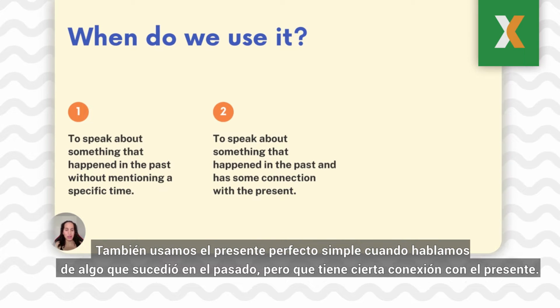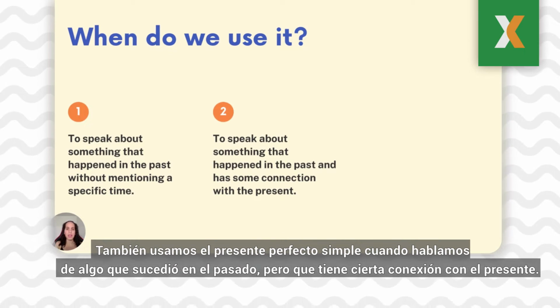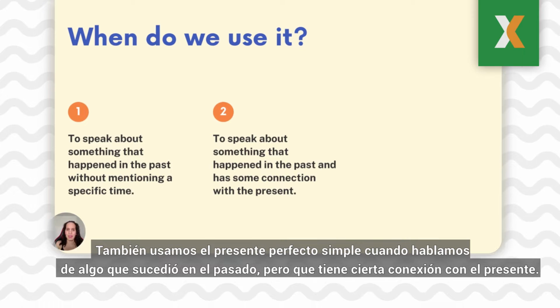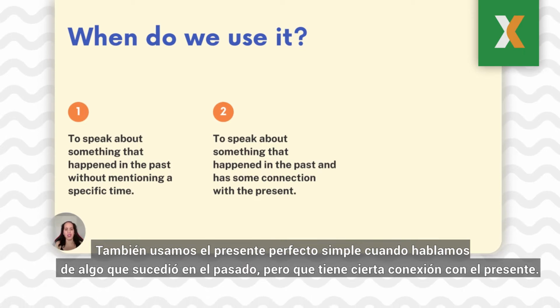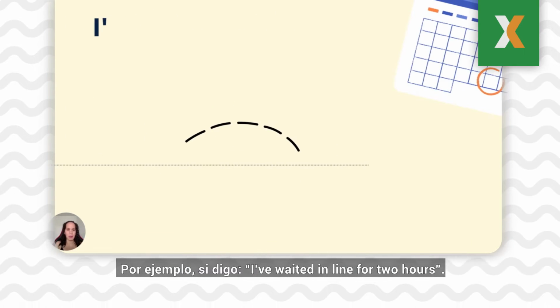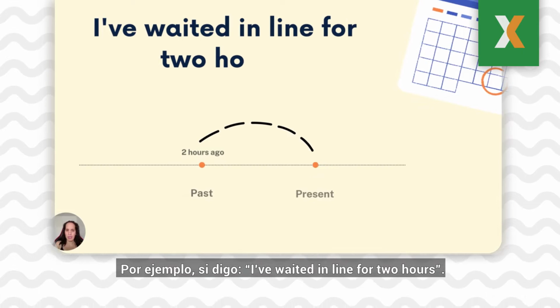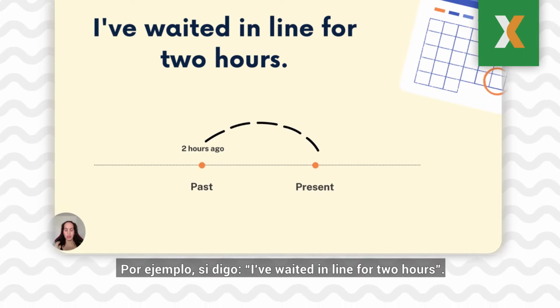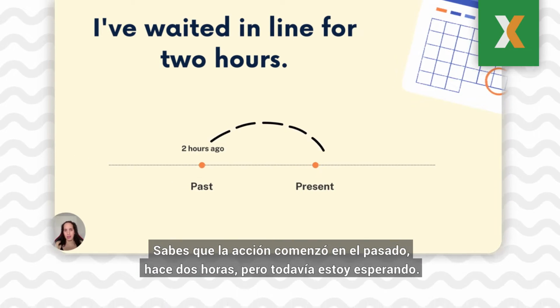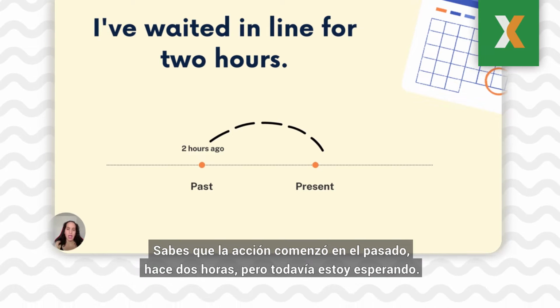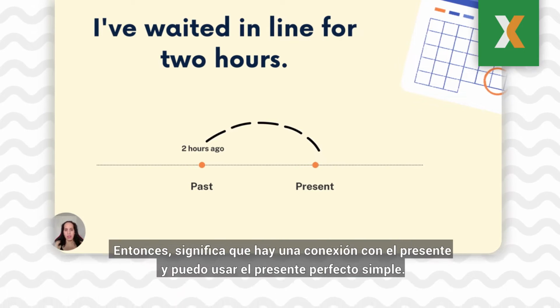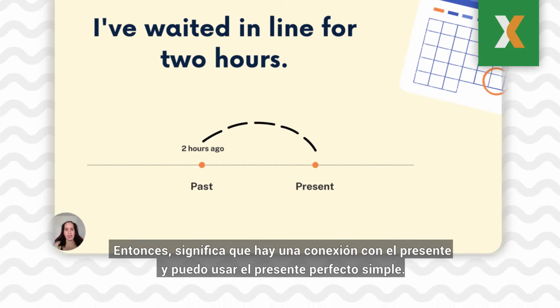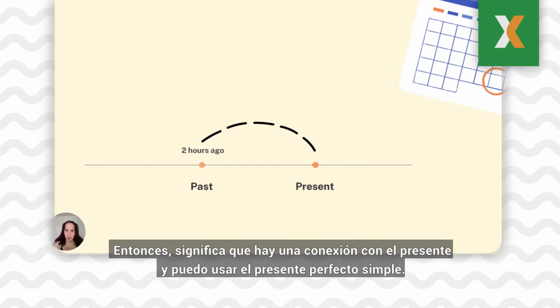Then, we can also use the present perfect simple when we speak about something that happened in the past, but it has some kind of connection with the present. For example, if I say, I've waited in line for 2 hours, you know that these actions started in the past, 2 hours ago. But I'm still waiting, so it means that there is a connection with the present, and then I can use the present perfect simple.